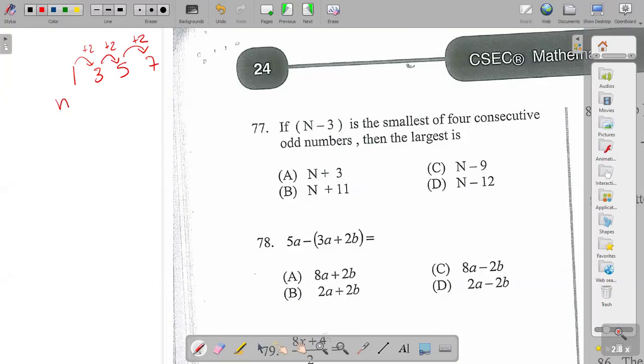So if they say the smallest is n minus 3, and consecutive means back to back, the next one is n minus 1, because if I add 2, that'll give me n minus 1. And then if I add 2, that'll give me n plus 1. And if I add 2, that'll give me n plus 3. Remember, you're adding to negative numbers. That's why you're doing this. So the answer is n plus 3.